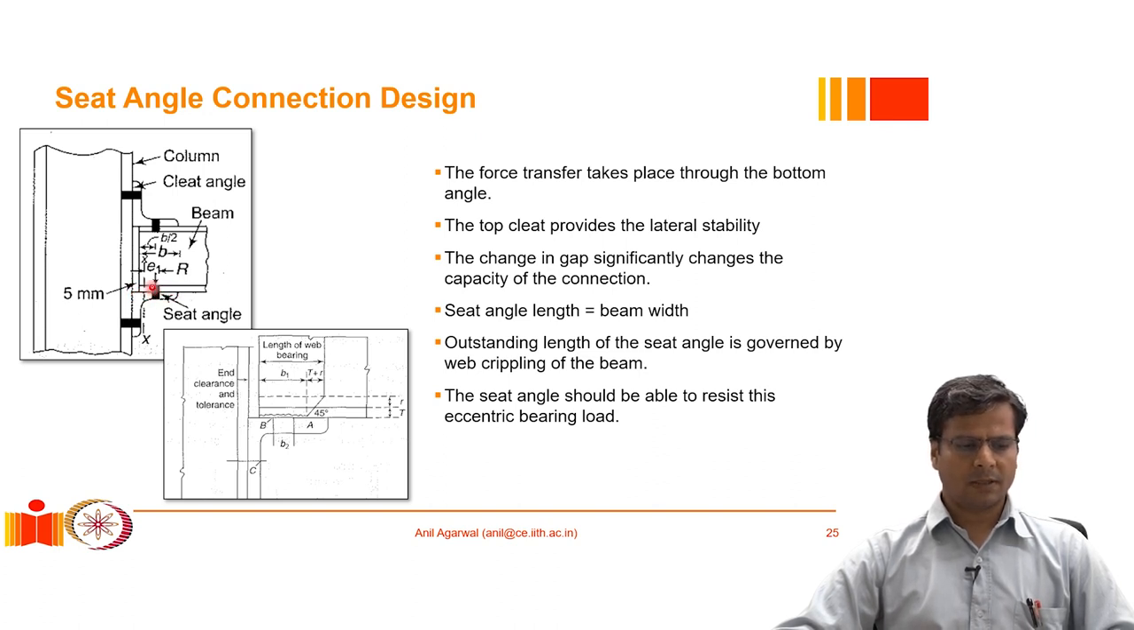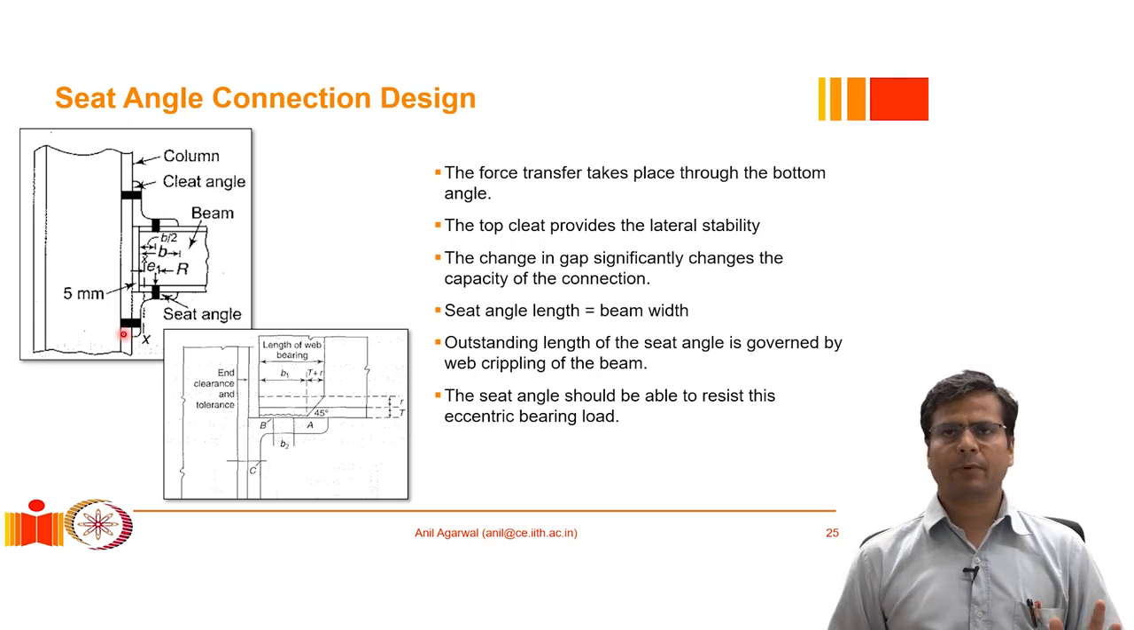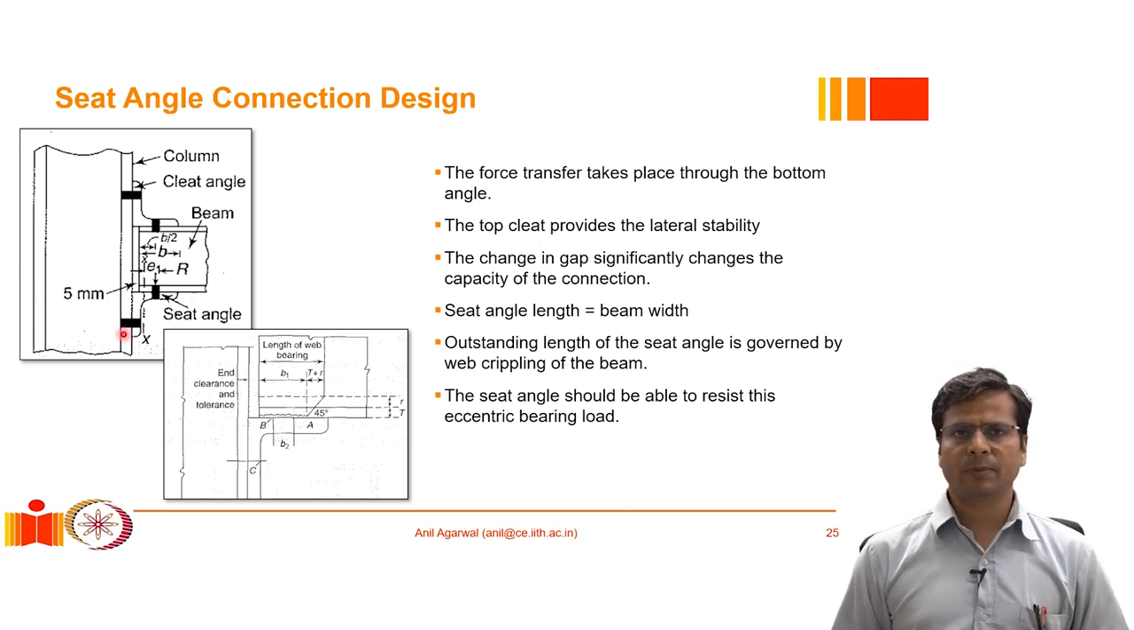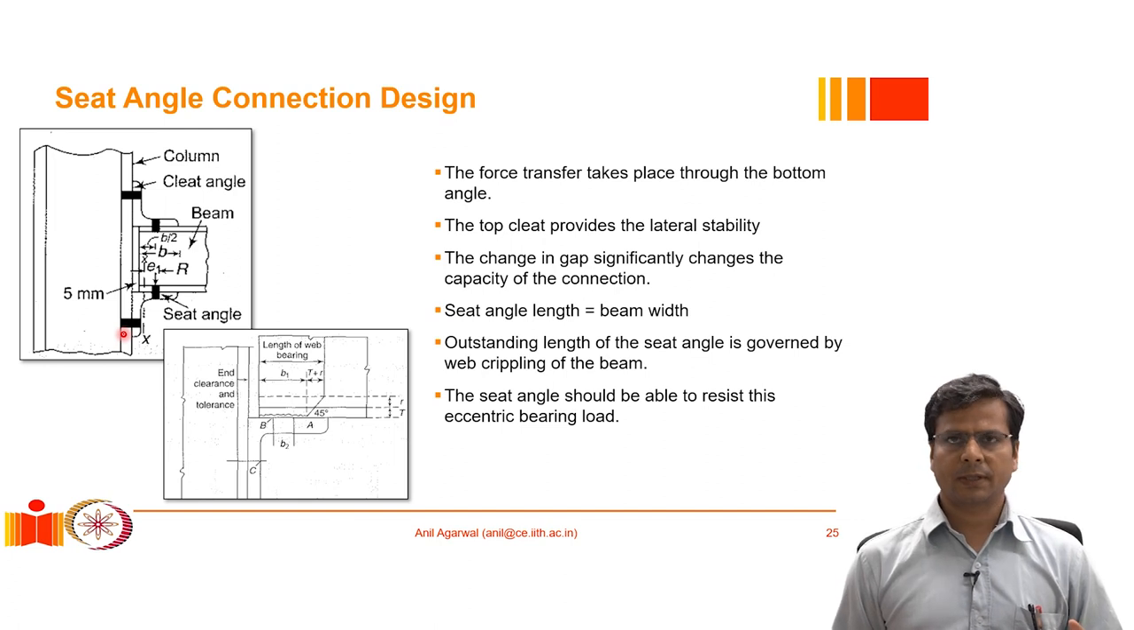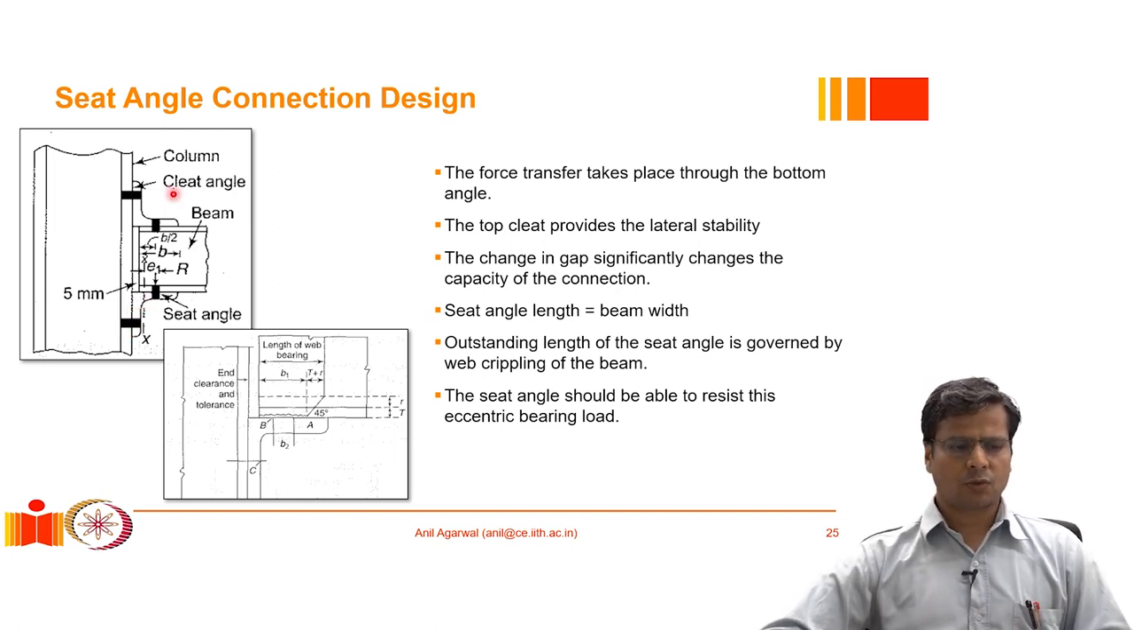Subsequent to that, this force has to be transferred from this leg of the angle to the vertical leg of the angle, and then that has to flow through the bolt here to the column flange. This type of connection usually is not possible to be provided on floor systems, that is between the girder to beam connections. Because of the presence of these two angles, it makes it relatively cumbersome for floor systems.